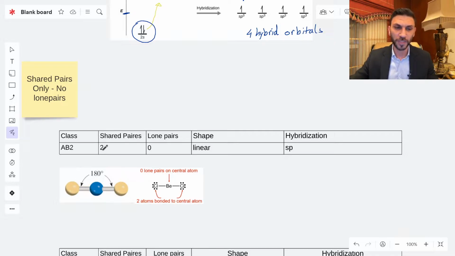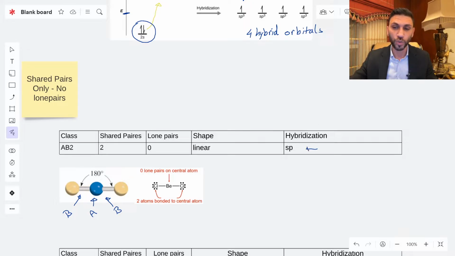So the number of shared pairs are 2. As you can see here, this is the central atom, A, and we have 2 shared pairs. We give them the letter B. So the total number of the pairs are 2, because we have 0 lone pair. We don't have any lone pairs on the central atom. We only have 2 shared pairs. And the shape in this case will be linear, because linear will minimize the repulsion between the shared pairs. 180 degree is the maximum. And the hybridization is SP.